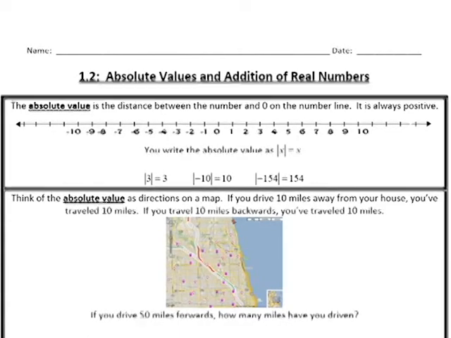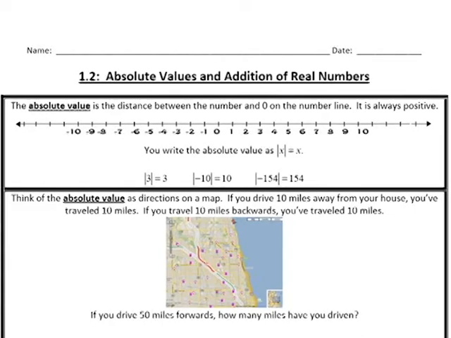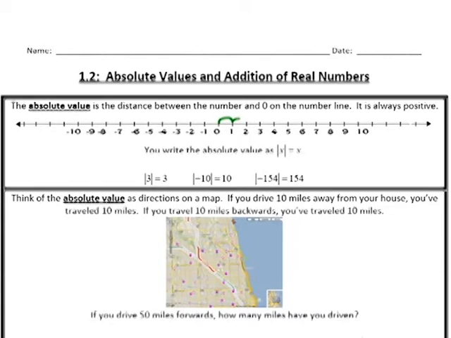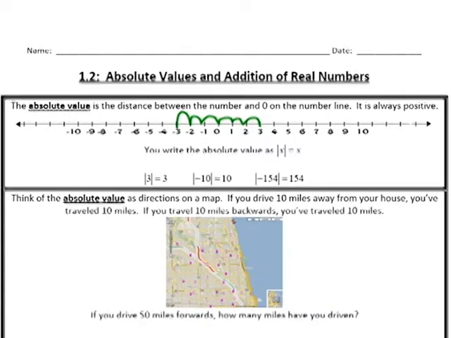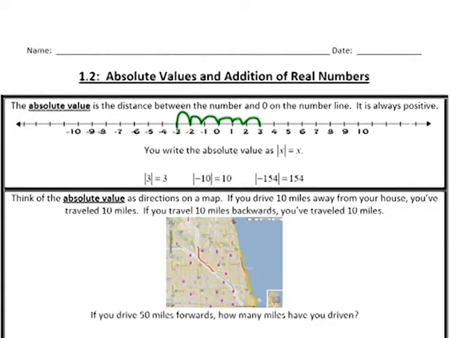So, for example, the absolute value of 3. I'm 1, 2, 3 steps away from 0. The absolute value of negative 3 is also 1, 2, 3 steps away from 0. So, the absolute value of 3 is 3. The absolute value of negative 10 is 10. The absolute value of negative 154 is 154. The easy way to think about it is the positive version of any number. If it's negative, it becomes positive. If it's positive, it remains positive.